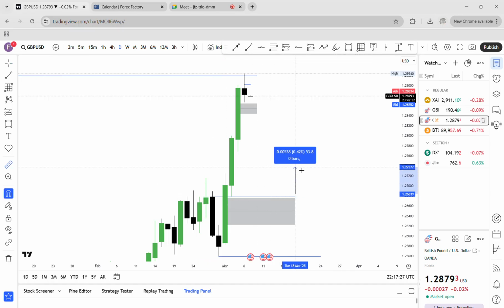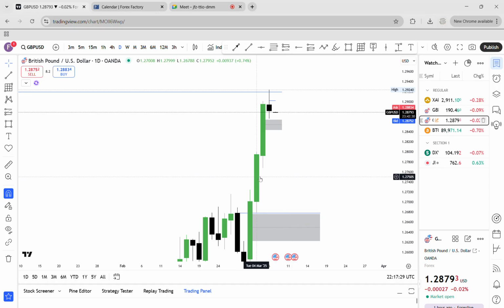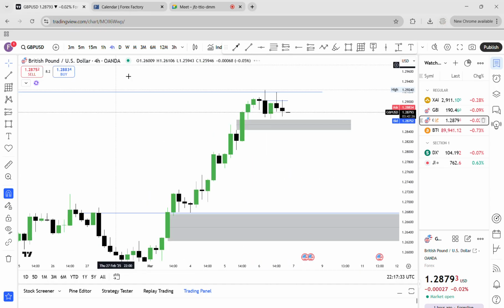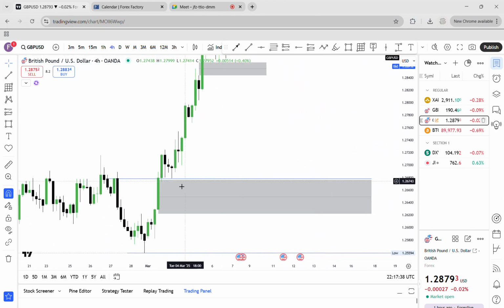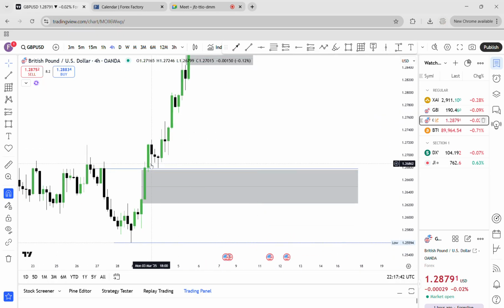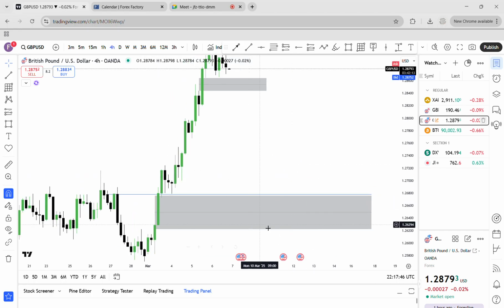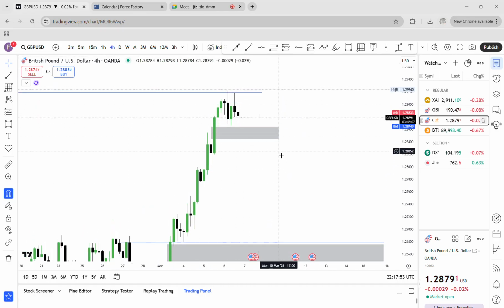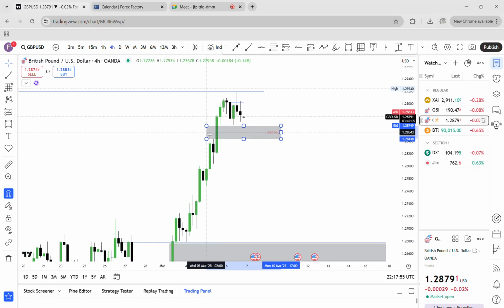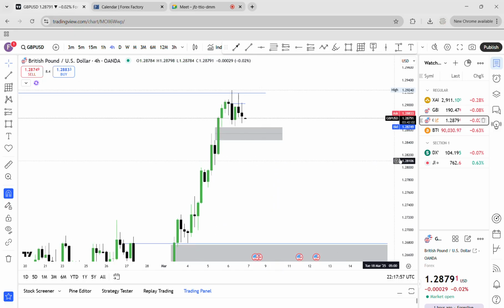The only thing is, when price reaches your point of interest, you want to look if price is respecting that area or not. If price is not respecting that area, that means you will be aiming for the overall area, the strongest area that you have marked out from the higher time frame perspective. But this is an intraday quick scalp.